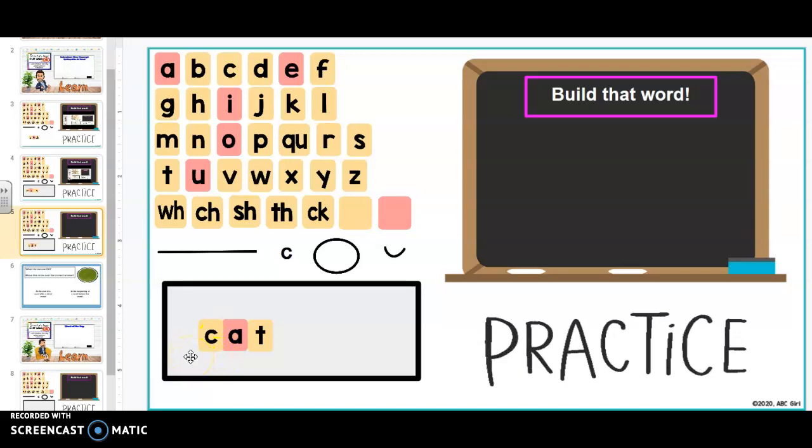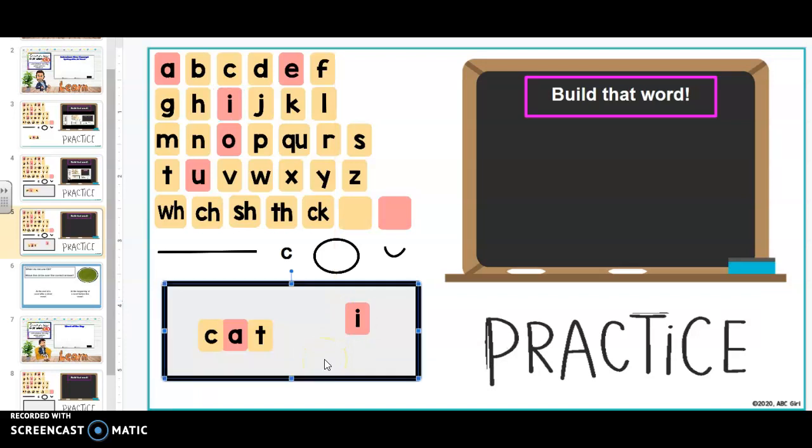So let's look at the word kite. Kite. Okay, so let's tap it out. K-I-T, kite. What is our vowel sound in the word kite? Yes, the letter I is our vowel sound.